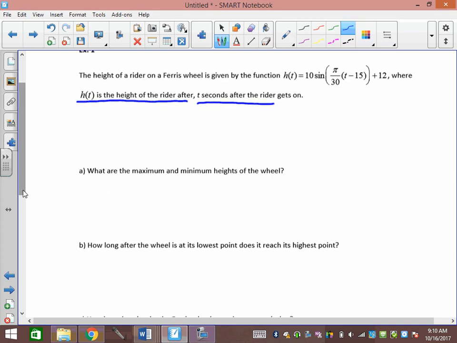So what are the maximum and minimum heights of this Ferris wheel? Do we actually have to throw it into our calculator and graph it? No, off of an equation, there's a really quick way we can figure out the max and the mins. Do we remember?